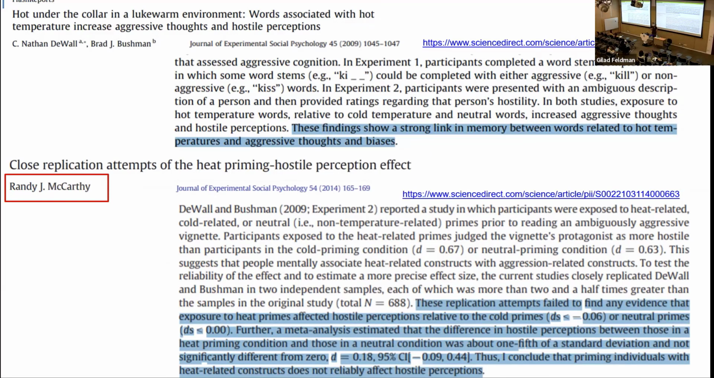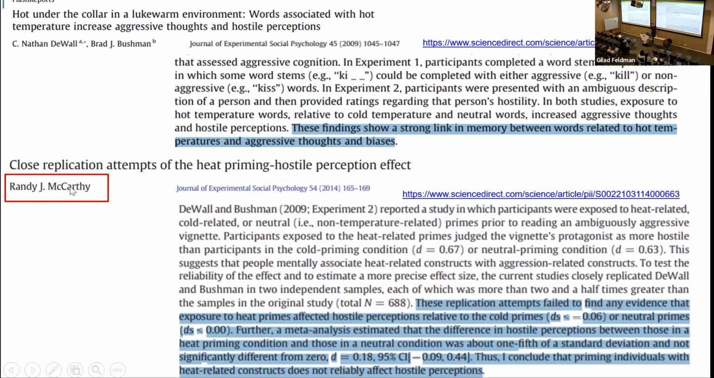Very, very important person in our field, and a leader of sorts in his domains. So he did quite a bit of work on hostile, aggressive thoughts, and as you can see, again, using the John Bargh methods, words associated with hot temperature increase aggressive thoughts and hostile perceptions.